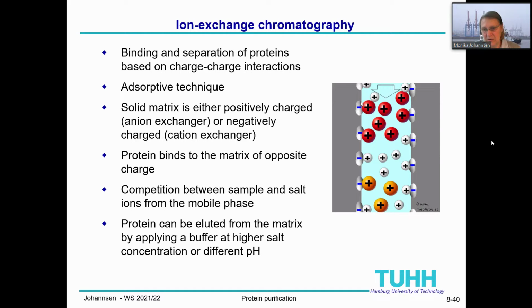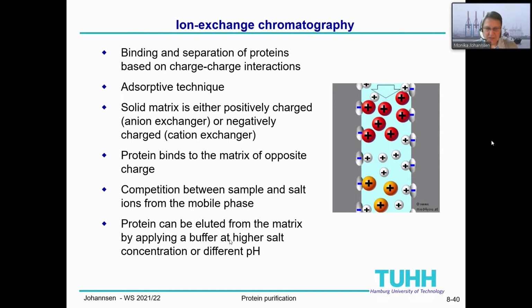The solid matrix, here the gray one, is either positively charged, then it's an anion exchanger, or negatively charged, then it's a cation exchanger. So this figure here on the right is a cation exchanger. The matrix is negative, it attracts the positive cations, and therefore it's a cation exchanger. And there is a competition of the sample ions with the salt ions in the mobile phase, which can also be used as an elution strategy.